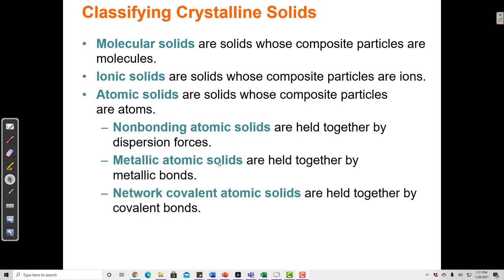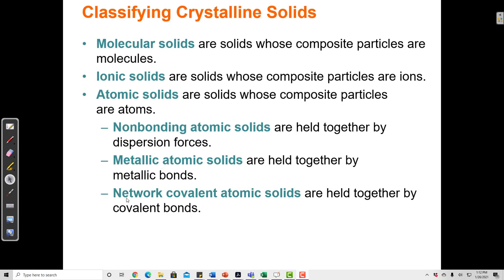Metallic atomic solids are held together by metallic bonds. Because metals, if I look at any of the metals and I look at how many electrons are in their valence shell, so their outermost electron shell, they never have filled outer electron shells. So because they don't have filled outer electron shells, they are held together by a bond that's called a metallic bond. So metals kind of get together and share electrons with each other, and that holds them together so that they've got those vacancies in their valence shell, and when they are next to other metal atoms, that stabilizes those empty holes in their valence shell. And that kind of bond is called a metallic bond.